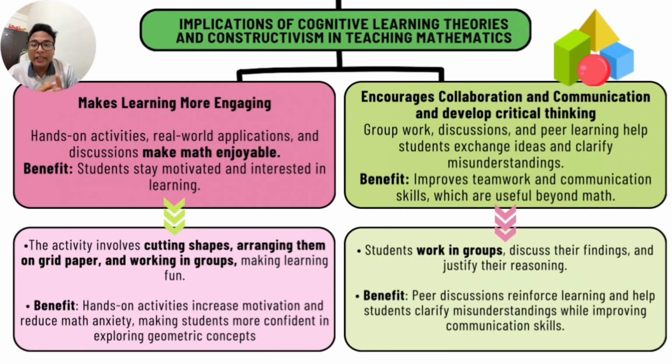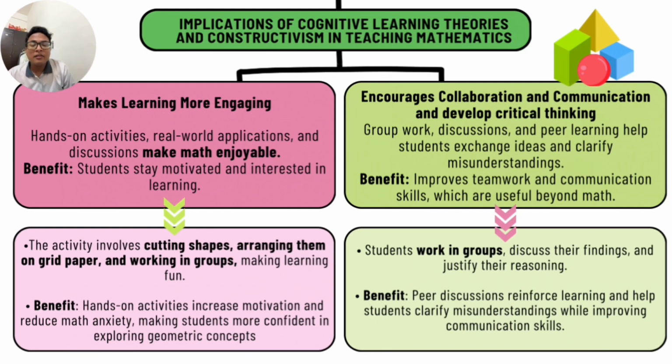Alright, the third implication of cognitive learning theories and constructivism in teaching mathematics is that it makes learning more engaging. Hands-on activity, real-world application and discussion make it enjoyable. So the benefit is students stay motivated and interested in learning mathematics. Based on the tessellation activity before, the activity involved cutting shapes, arranging them on grid paper and working in groups, making learning fun. So the benefit is hands-on activity increases motivation and reduces math anxiety, making students more confident in exploring geometric concepts.